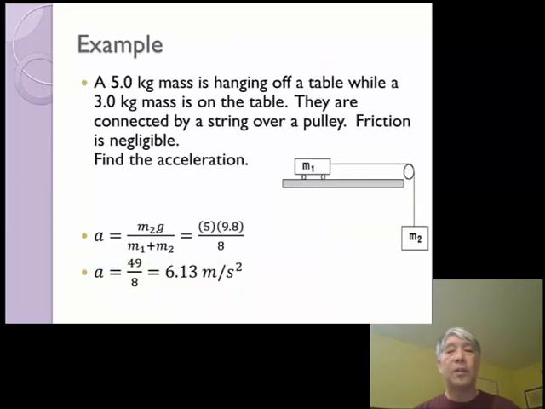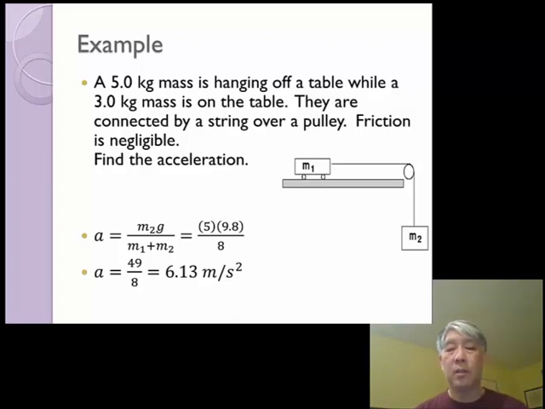Okay. Here's an example with numbers. I have a 5 kilogram mass that is hanging off the table while a 3 kilogram mass is on the table. And again, they're connected by a string over a pulley. We'll ignore friction, find the acceleration in this case. Well, we've already found the formula for this. It's just the force of gravity on M2 over the total mass of 8 kilograms in this case.